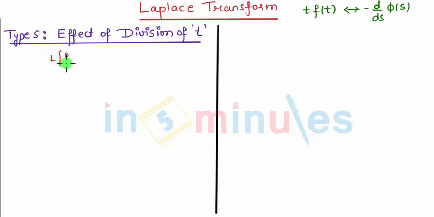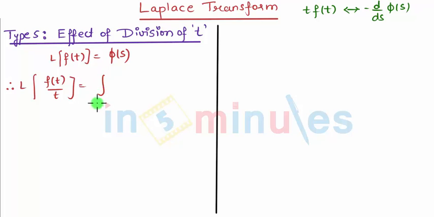So I say Laplace of f of t, we can say as phi of s. Therefore, when f of t is divided by t, that means we need to integrate from s to infinity phi of s ds. Just remember the limits s to infinity.